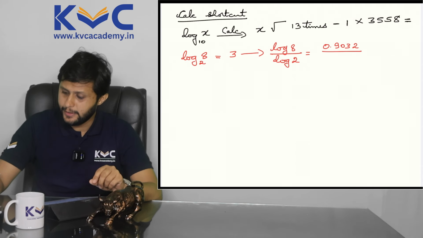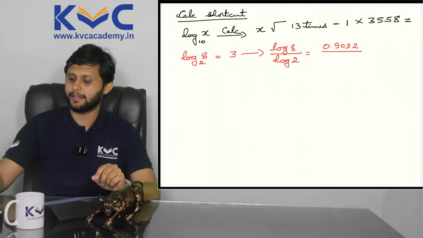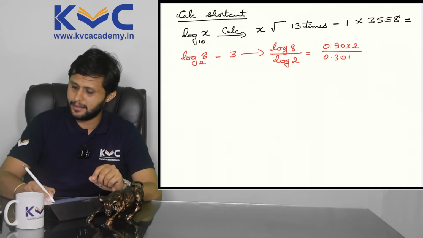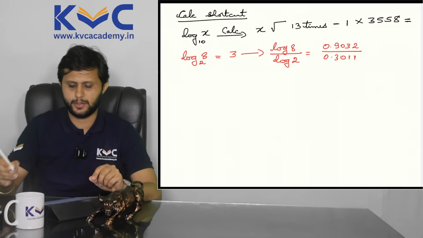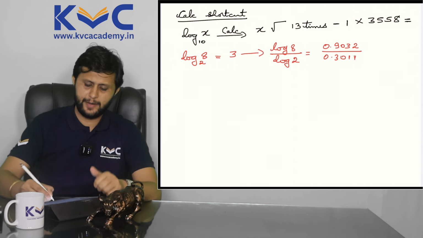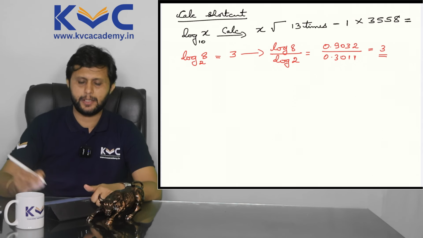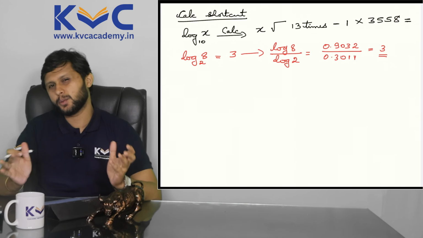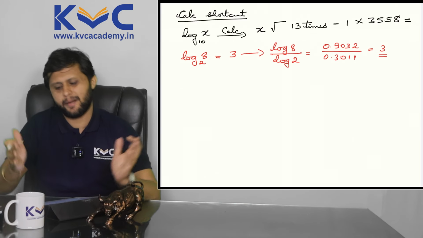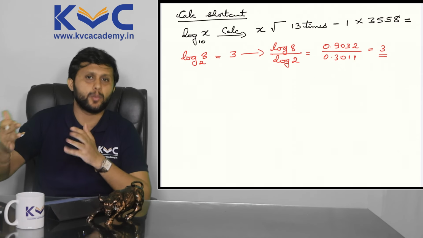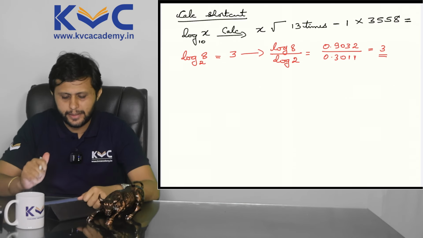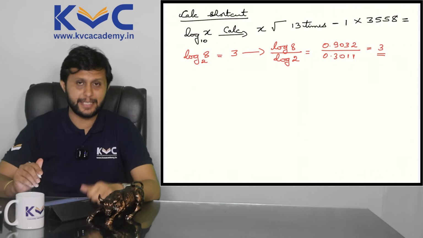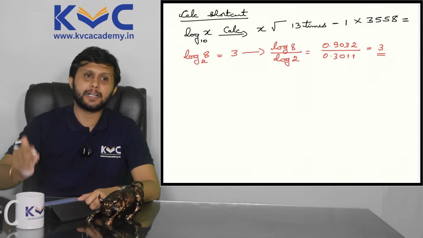Minus 1 into 3558, you get 0.3011. Now if you simplify these, you get the answer equal to 3. Then you get some decimals. That should not be a problem for us, because the two answers will not be that close. You'll not get an answer like 3 and then 3.0001. That's the difference that you will get, so don't worry about it. Answer is 3.